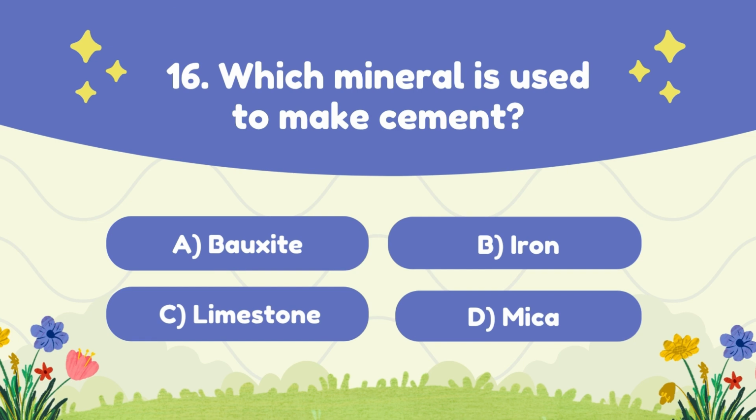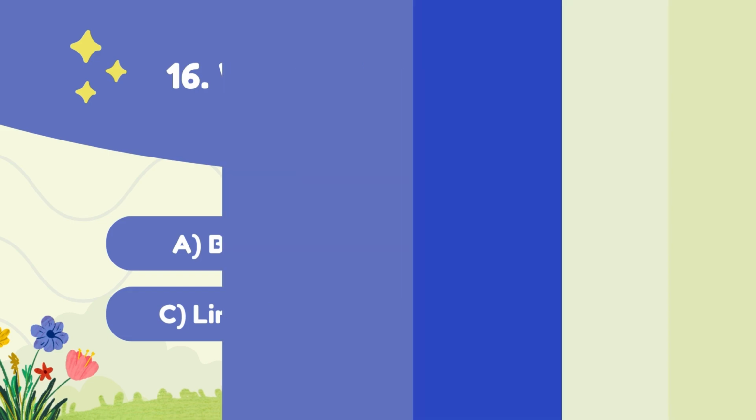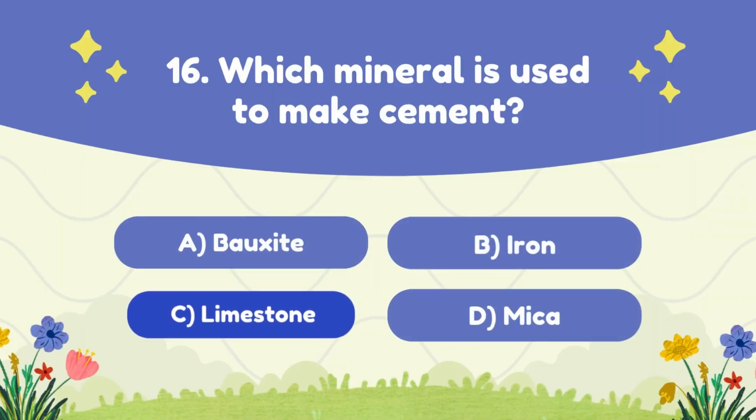Which mineral is used to make cement? A. Bauxite. B. Iron. C. Limestone. D. Mica. The answer is limestone. It's crushed and mixed in cement factories.